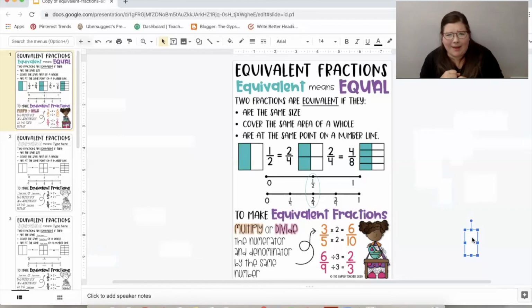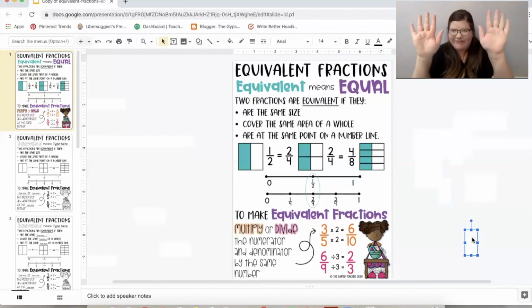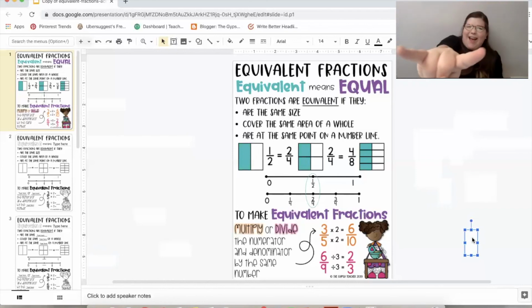Do you remember our pep talk? Oh, that's a hard word to say. I rock, I roll, I make fractions from a whole. Let's say it again one more time. I rock, I roll, I make fractions from a whole.